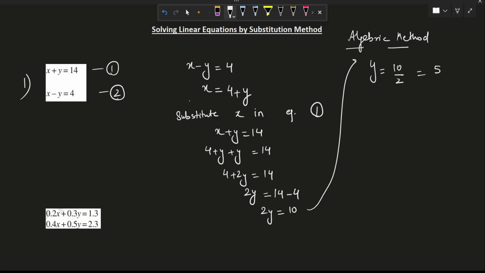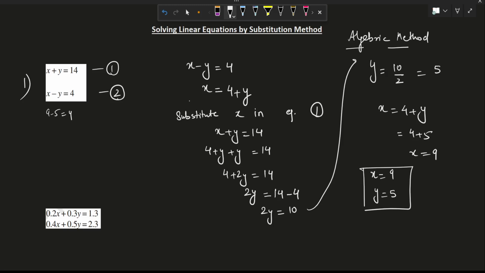Now let's put it back over here. x was 4 plus y, we got y as 5. So 4 plus 5, x is 9. So you have the solution x equals 9, y equals 5. I hope this is clear. You can check your solution also by putting it back. You know 9 minus 5 is 4. You also know that 9 plus 5 is 14. So your solution is correct.